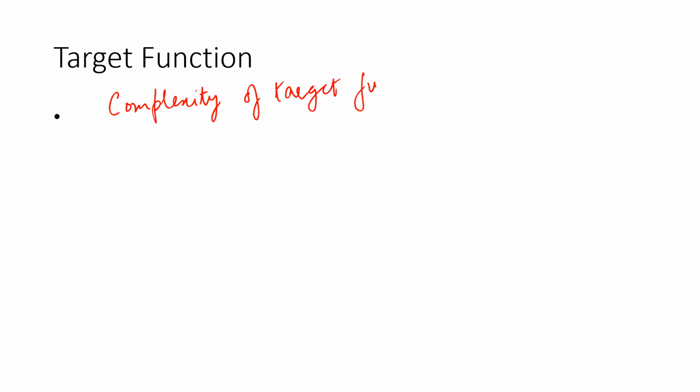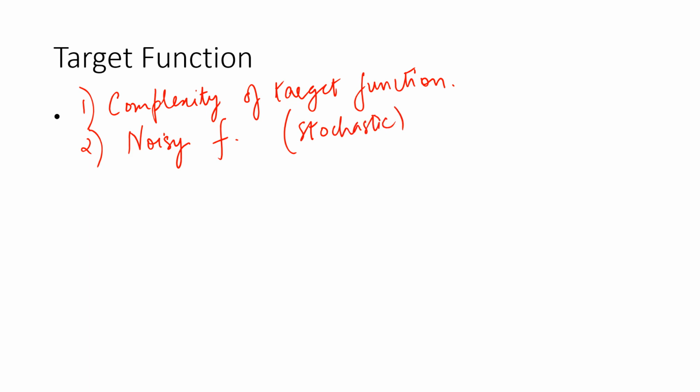The complexity of the target function: if you don't remember the definition, it was how hard it is to learn a certain function. The harder it is to learn a target function, the more complex it is considered. The second thing is about noisy target functions. What is this noisy f? Until now we've said that f is deterministic, but f could be stochastic. So basically it has noise in it. That's what this is telling us.